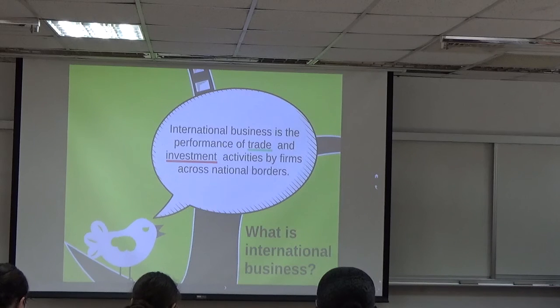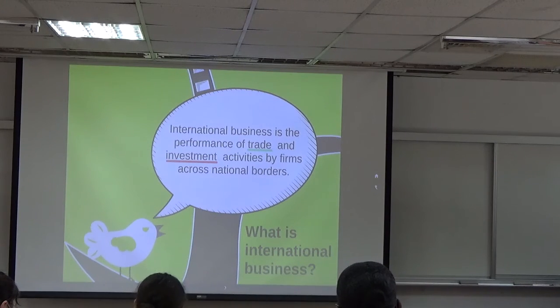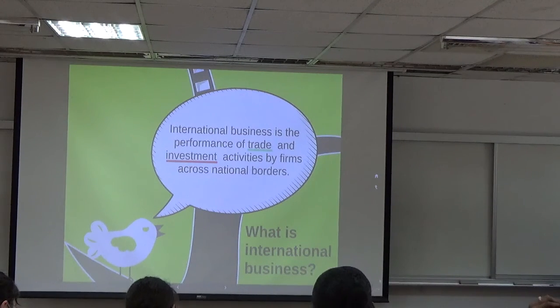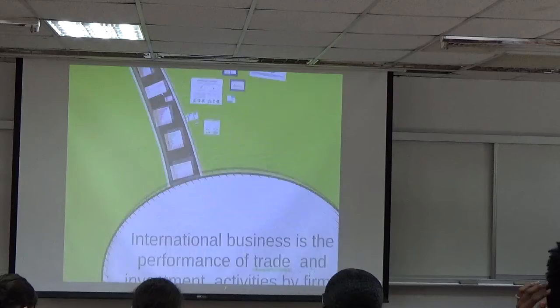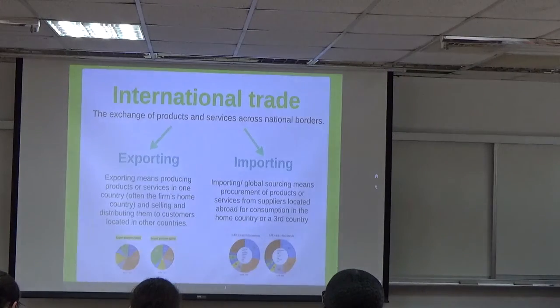And for our definition here, I also highlighted two concepts, including international trade and international investments. So we just put a very simple formula for the definition of international business. I would say that international business is equal to international trade plus international investments. So what are international trade and investments respectively? Let's start from the first concept, international trade.